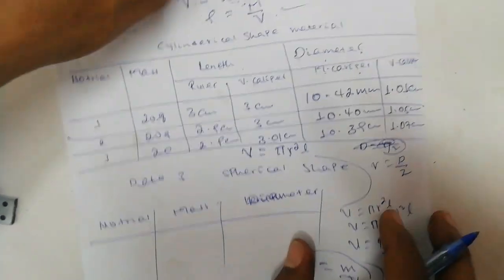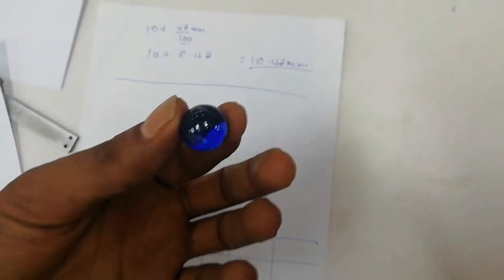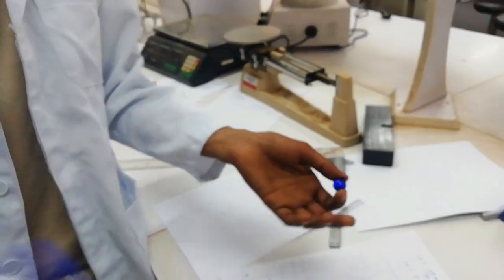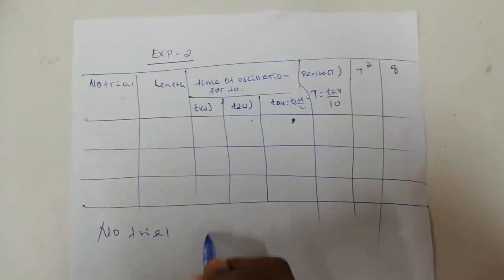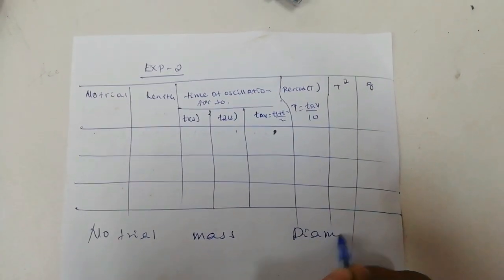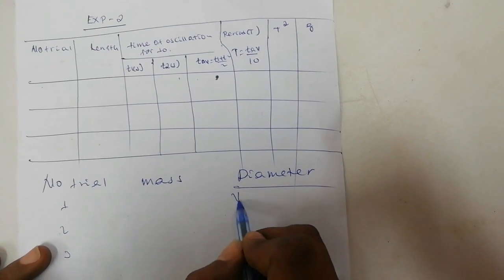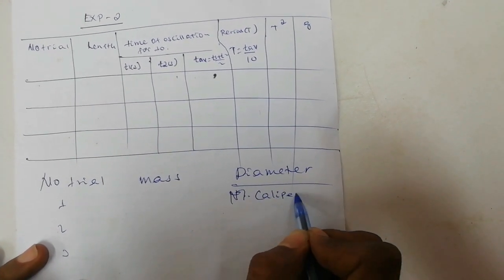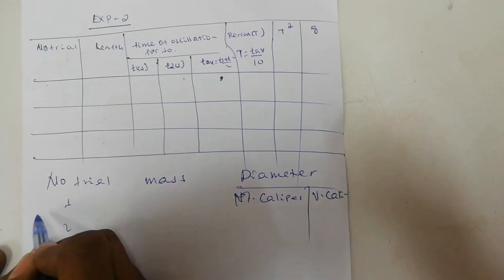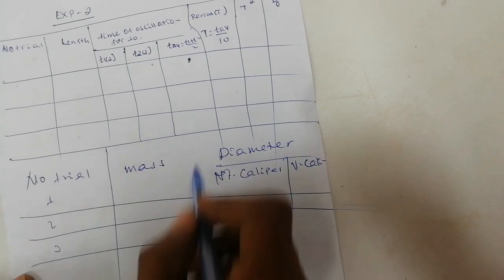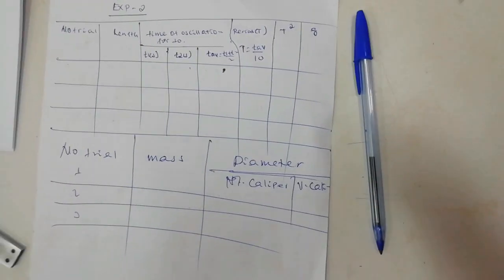The third one is for spherical shapes. For a material like these spherical shapes, we can find only the diameter using the vernier scale. The table has number of trial 1, 2, 3, the mass, and the diameter using the micrometer caliper and the vernier caliper. Let us practice using this. The mass we measure using the electronic balance. So this is 8 gram.